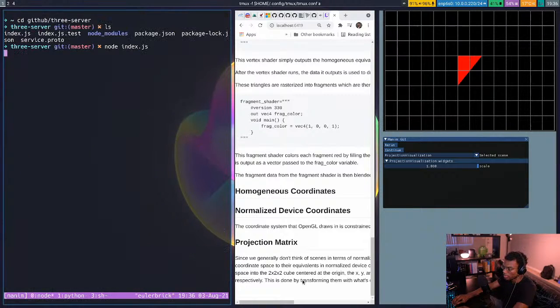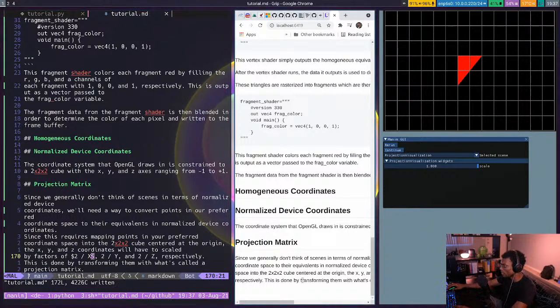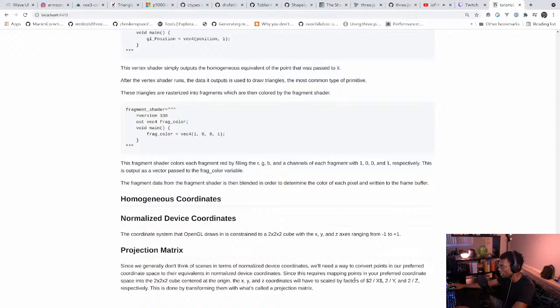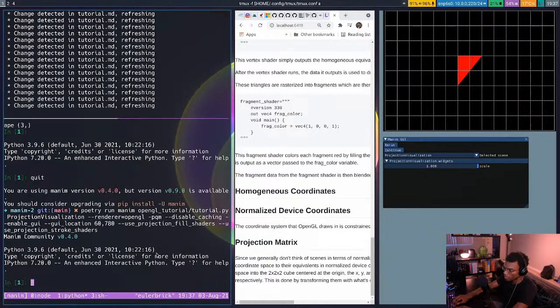Use inline LaTeX for math. Well, let's hope so. I don't know how good this is. Yeah. This is like a fairly bare bones markdown editor from what I know. So I guess it doesn't support that.